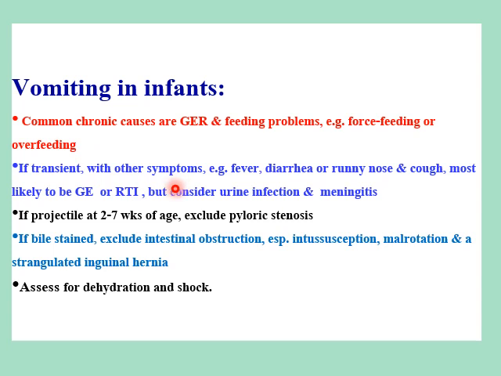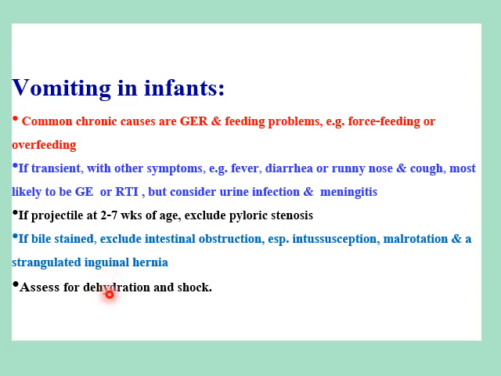If transient with other symptoms like fever, diarrhea, runny nose, or cough, most likely gastroenteritis or respiratory tract infection. But you should consider urinary tract infection and meningitis, especially when there is full fontanelle, lethargy, convulsion, or any other signs of meningeal irritation. If projectile vomiting at 2 to 7 weeks, you should exclude pyloric stenosis. If bile-stained, we have intestinal obstruction, which should be excluded, especially intussusception, malrotation, or strangulated inguinal hernia.